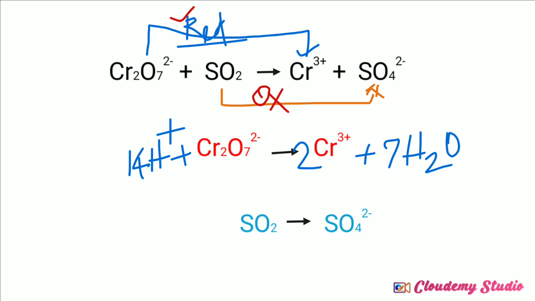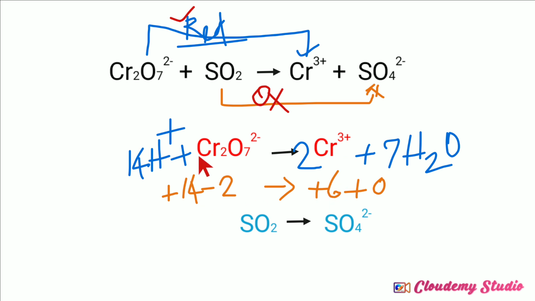Now we can check the charges of the reduction reaction. On the left, it is plus 14. Dichromate has 2 negative charges. Chromium ion has 3 positive charges and a coefficient of 2, so the total charge is 2 times 3, plus 6. Water is a neutral compound, the charge is 0. So the right hand side total charge is plus 6. But the left hand side total charge is plus 14 minus 2, that is plus 12.